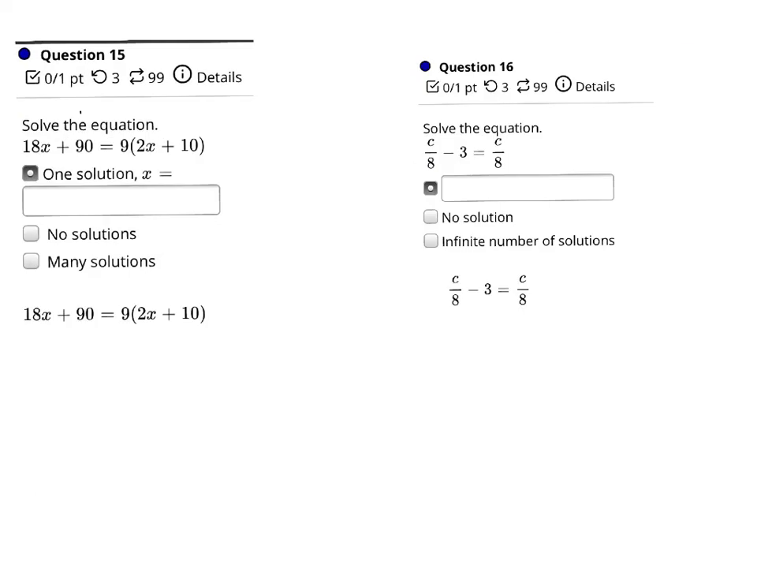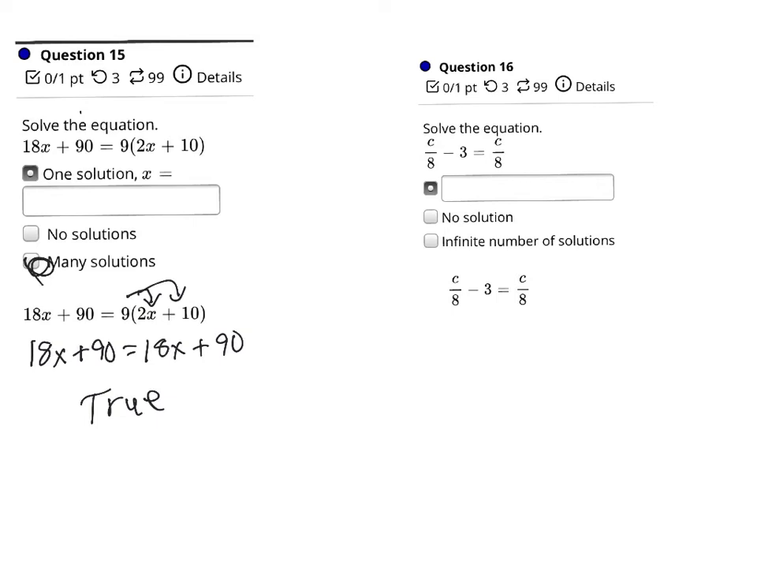Solving for x, we need to do distributive property right here. 9 times 2x and 9 times 10. So we have 18x plus 90 equals 9 times 2x is 18x, and 9 times 10 is plus 90. Are those exactly alike? Yes, so that's a true statement. So that's many solutions.